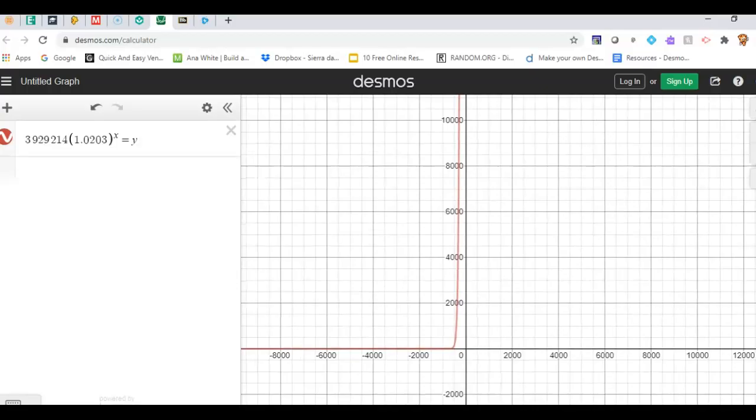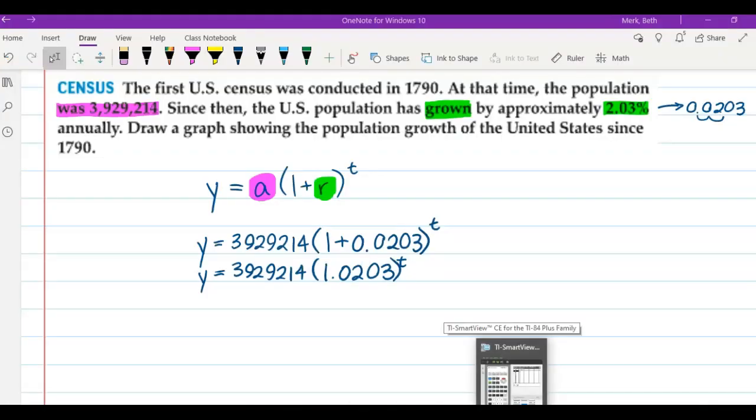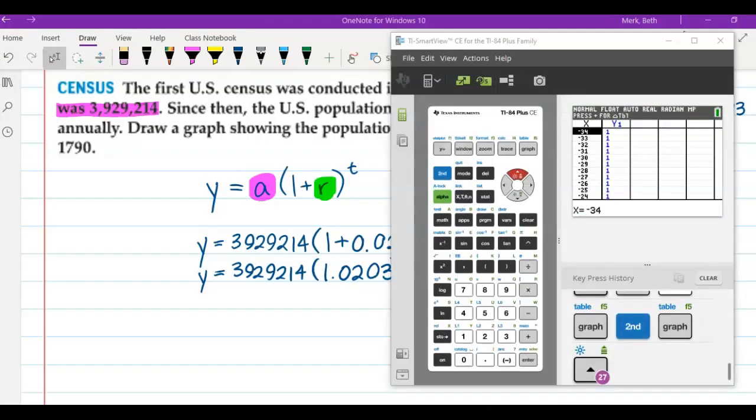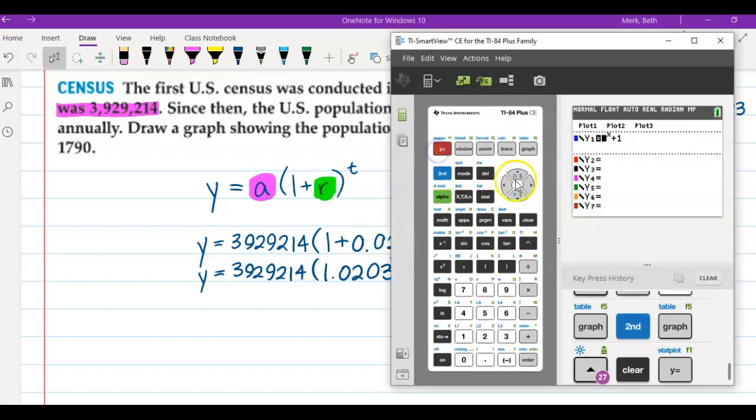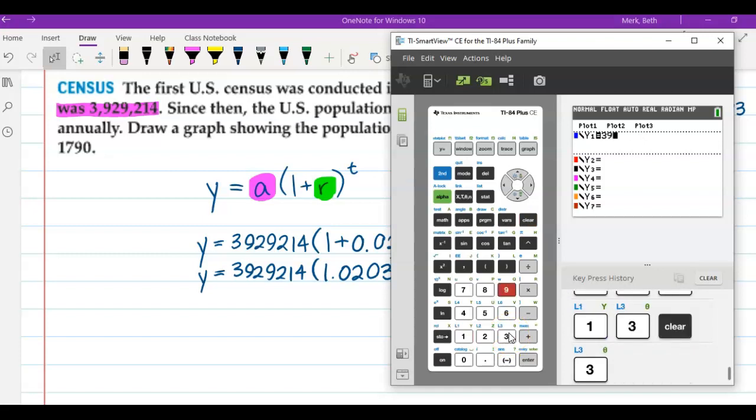There we have it. Now, occasionally that graph is challenging to view in Desmos, so let's take a look at what that would be in our TI calculator. If we go into our graphing calculator and we type 3,929,214, parentheses 1.0203 to the x. And we're going to set our window.